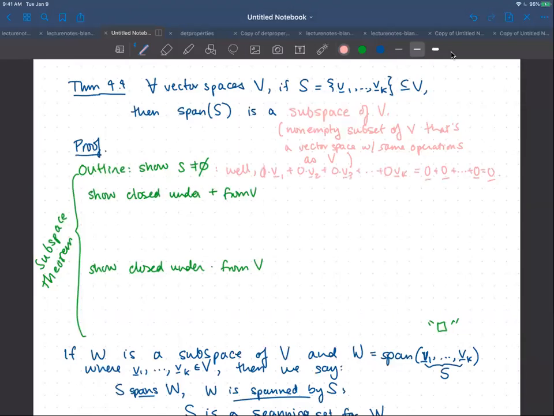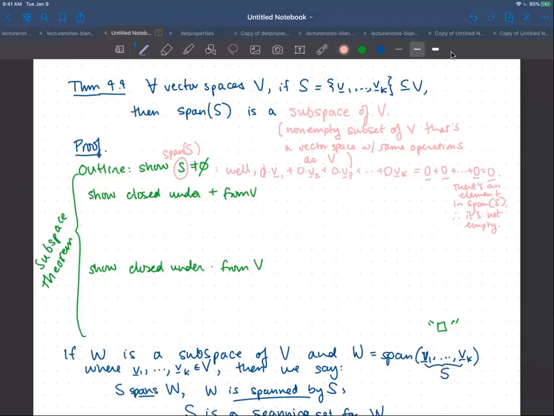Oh man, and I've got a typo here. I don't want to show S is not empty. I want to show the span of S is not empty. It turns out S is not empty itself, but the span is also not empty. So we get there's an element in the span of S. Therefore, it's not empty. Sweet. So, I guess you could try to span the empty set, but that would be kind of silly. So when we take the span of a non-empty set of vectors, we get a non-empty set.